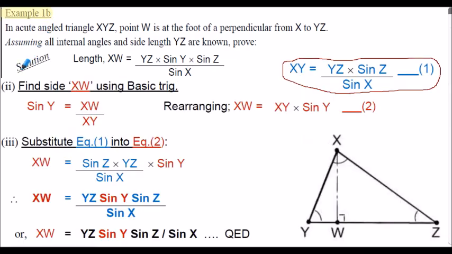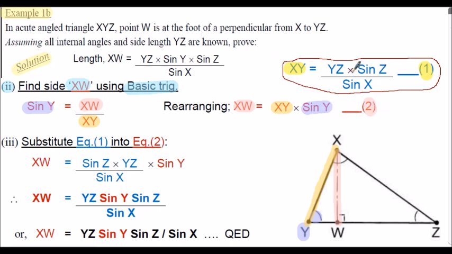Example 1b solution continued. I've just repeated the equation for xy, equation 1, here for reference. Step 2 of our process, we're going to find side xw using basic trigonometry. So sine of angle y, shown here, is equal to the opposite side of the triangle, xw, shown here, divided by the hypotenuse xy, shown here. Rearranging for xw as xy multiplied by the sine of angle y. And I've labelled that equation 2 for reference.